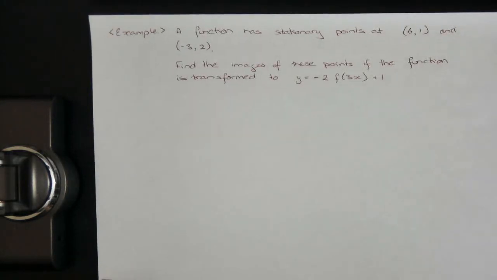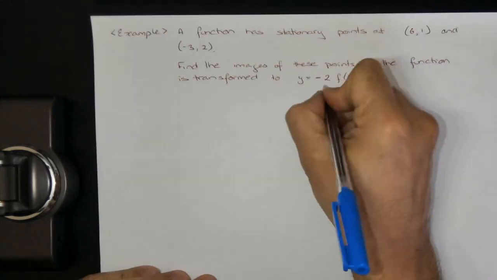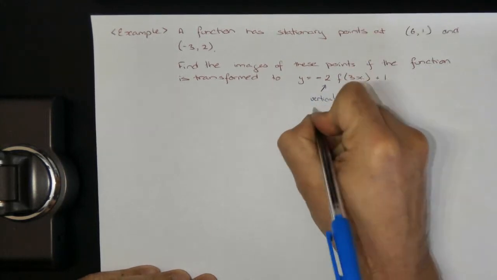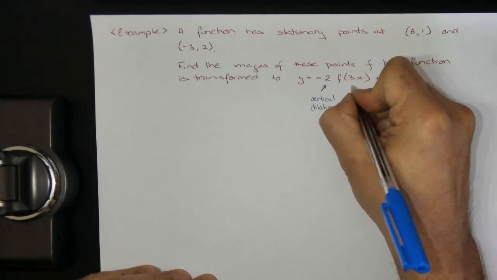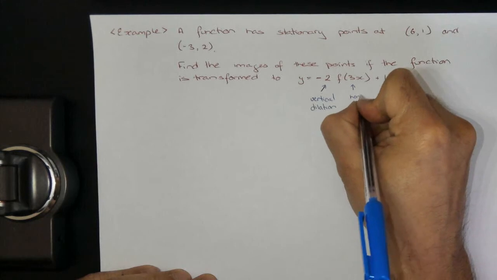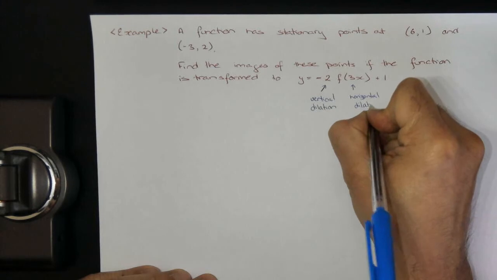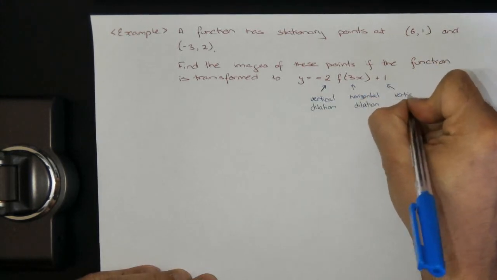So we have a function that has stationary points of (6, 1) and (3, 2). We want to find the images of these points if the function is transformed to this. Okay. So remember that this is now your vertical dilation. This is your horizontal dilation, and that is your vertical translation.